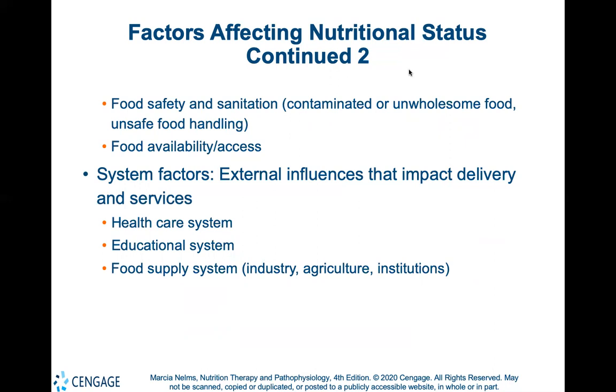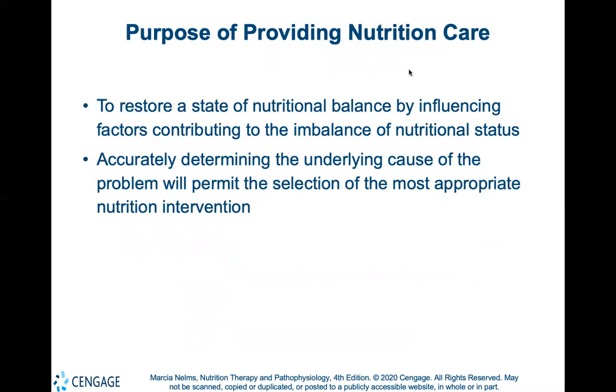It is important to determine both a person's health status and nutritional status because these both guide the type of nutrition care provided. Providing nutrition care can influence and change the factors that contribute to an imbalance in nutritional status and thus restore nutritional health. Accurately determining the underlying cause of the problem will permit the selection of the most appropriate nutrition intervention.